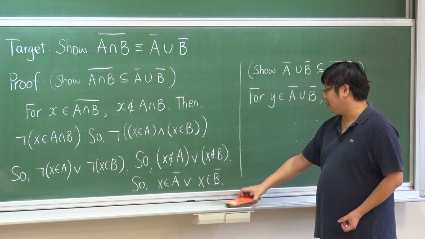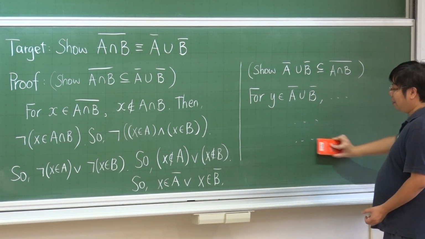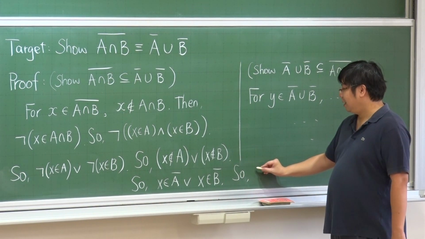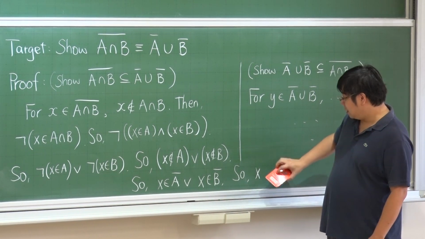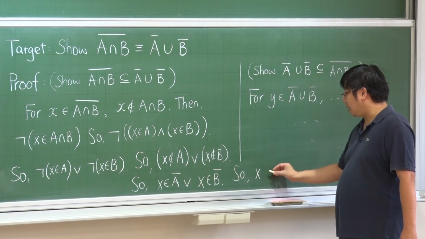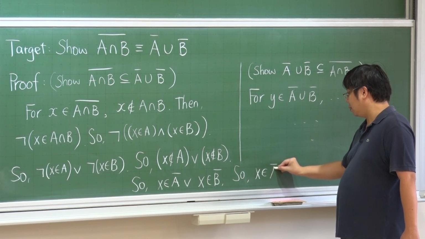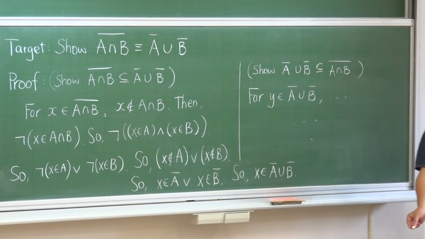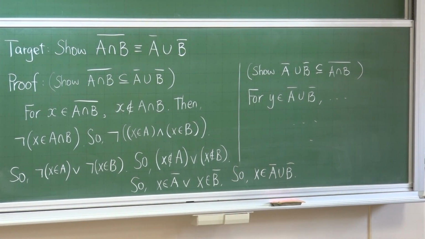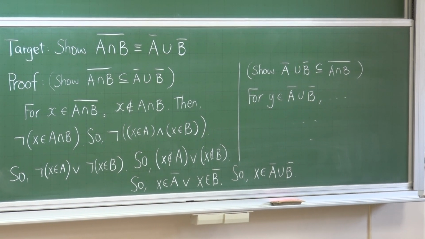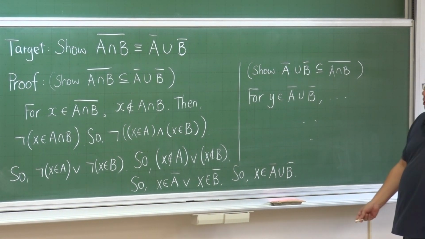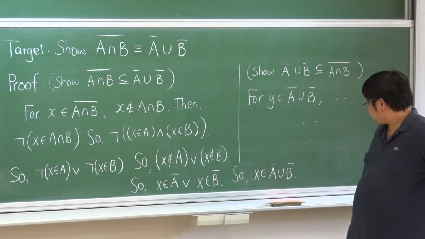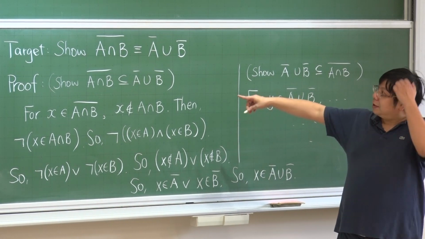Okay, so finally we get, let me borrow some space here. So finally, if X is in this one or in this one, then X must be in not A union not B. This is what we want. Is that okay? So this is somehow very lengthy, but you are proving this by using logical deductions. So this works.